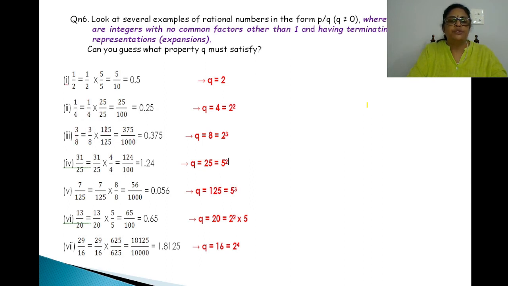So numerator also into 125. 375 by 1000. 0.375. Why? 1000 has 3 zeros, so 3 decimal places in the answer.